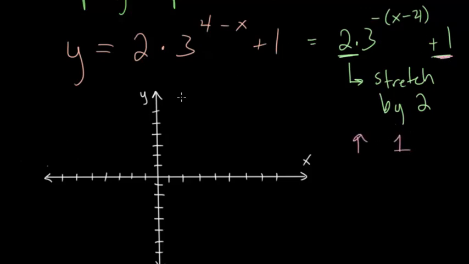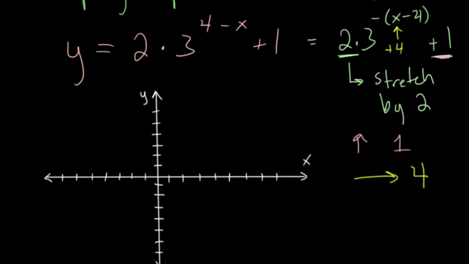And then this minus 4 on the inside, since we're subtracting 4, I always think about which x value makes this expression equal to 0. And that would be positive 4. So that tells us to go to the right 4 units.